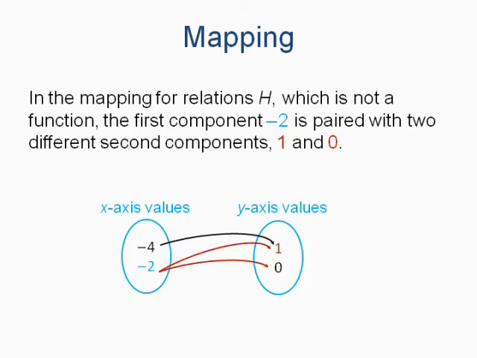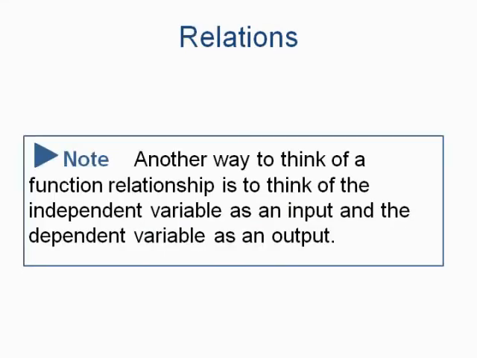All right. How about these? If the mapping for relation h, which is not a function, the first component, -2, is cheating. Notice -2 pairs off with 1 and pairs off with 0. The x's would be cheating here. Sorry, no function.